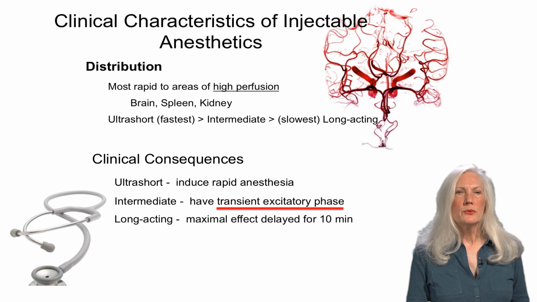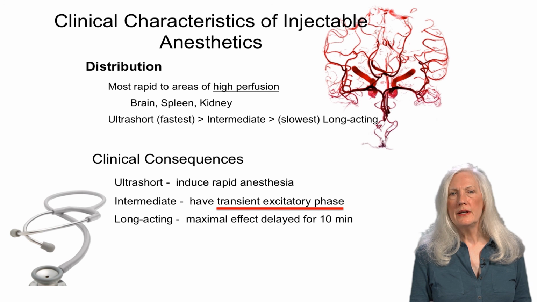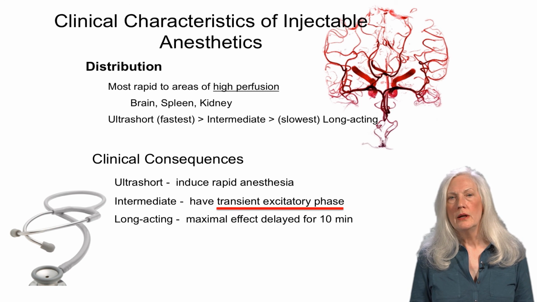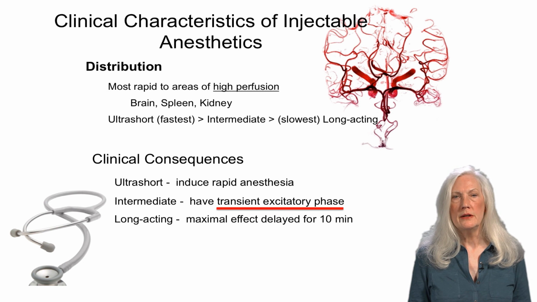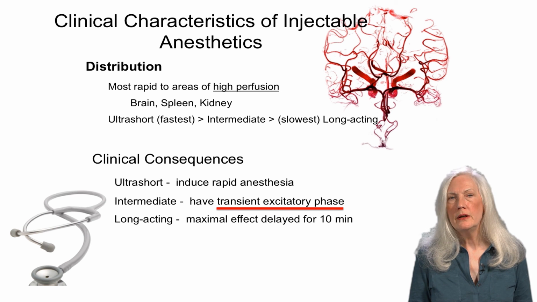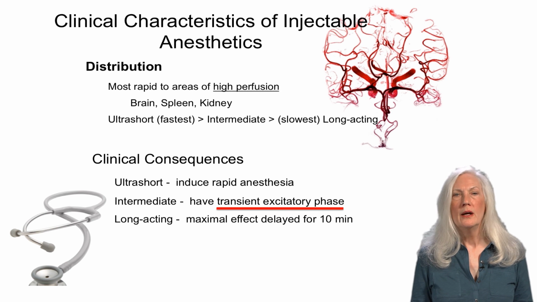Because of the time that's required to reach their peak anesthetic action, intermediate acting drugs like pentobarbital may produce a transient period of behavioral excitation rather than sedation. This is caused by inhibition of the dominant inhibitory tone in the brain, allowing excitatory centers to transiently dominate.